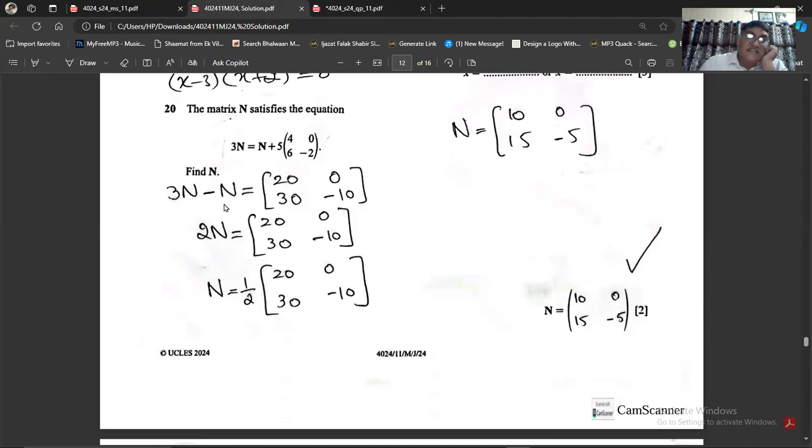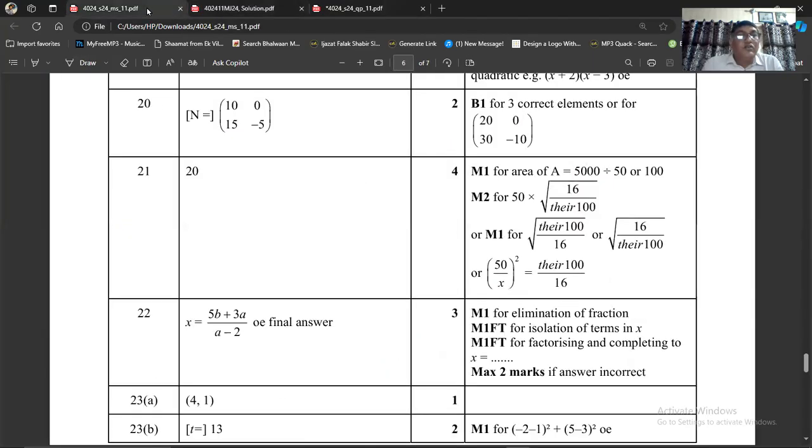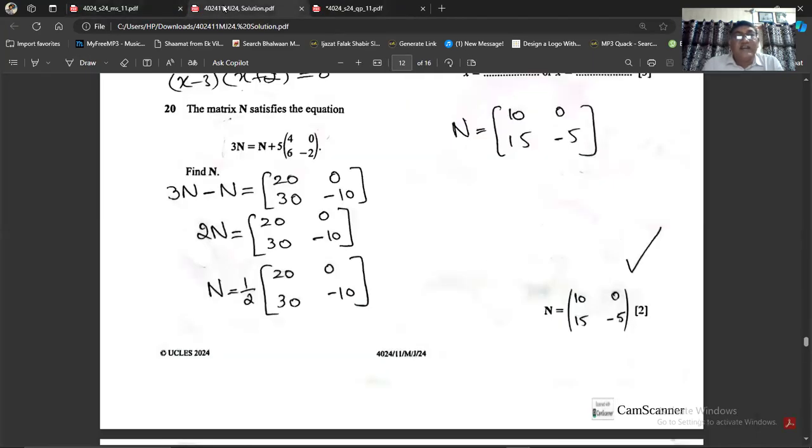Here we have 3N minus N equals 20, 0, 30, minus 10. This 5 multiplies with all the members of this matrix. So 2N will be equal to 20, 0, 30, and minus 10. This 2 will go to the other side and divide, so all these members will be divided by 2. So you will get 10, 0, 15 and minus 5. Hopefully you understand. So question number 20, the answer is right.